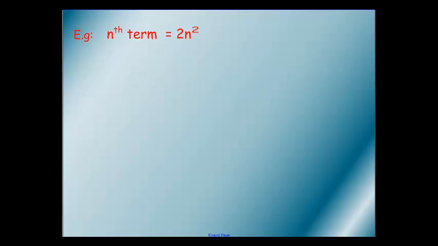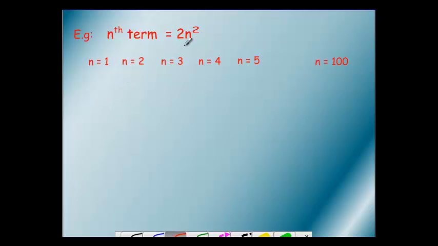So let's have a look at another sequence then. This time, our sequence is given by 2 times n squared. So again, we're going to start off with n being 1. This time, remember, we need to square it first before we multiply it by 2. So 1 squared is 1, times 2 is 2. 2 squared is 4, times 2, 8. 3 squared is 9, times 2, 18. 4 squared is 16, times 2 is 32. 5 squared 25, times 2 is 50.